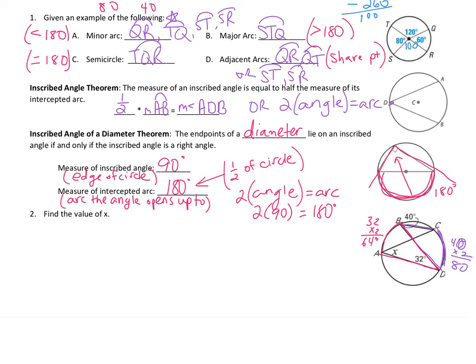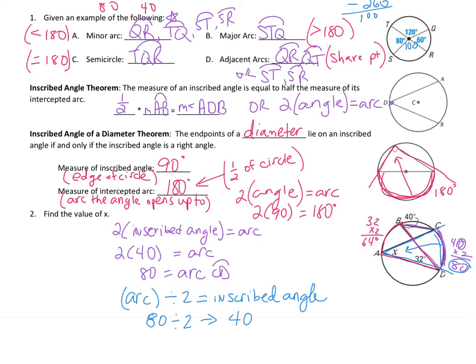But we want the value of X. So notice X opens up to this arc right here, and the blue and the purple arcs are the exact same size. So if I know that I have the arc, I can cut it in half to give me my angle. So if I take my 80 and I divide it by 2, that means that my angle X, or the measure of X, is going to be 40 degrees as well. So those 2 angle measures are going to be congruent to each other because they both open up to the same arc across our circle.